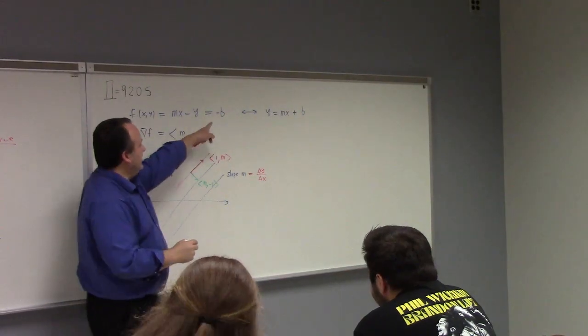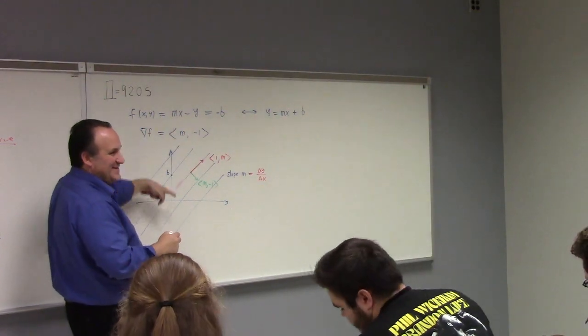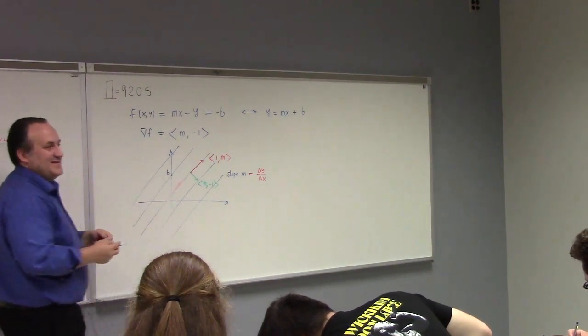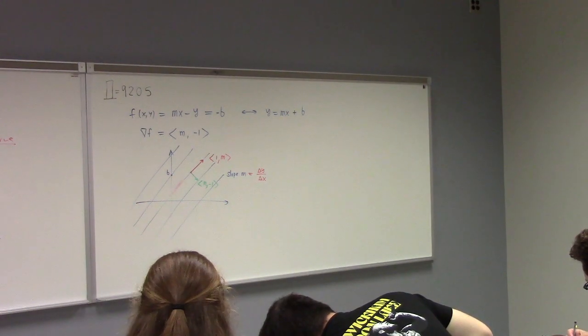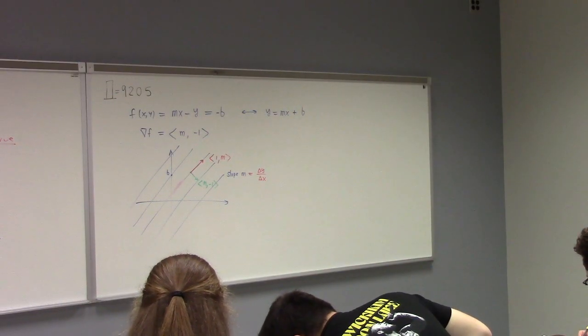As b increases, we're going down in levels. So this is the direction in which minus b increases. I should have made the level b work out to a positive, then we would be less confused about this at the moment. But anyway, yeah.